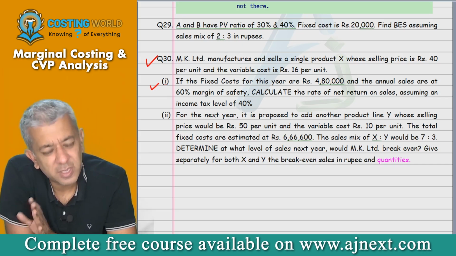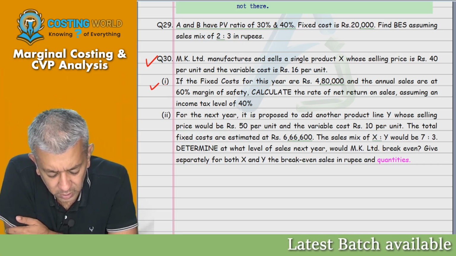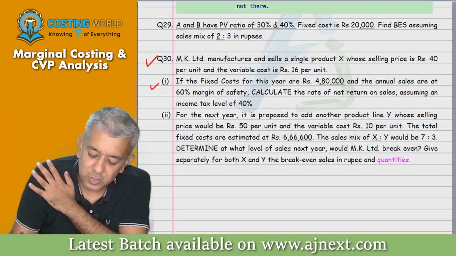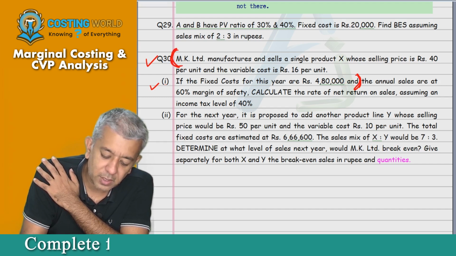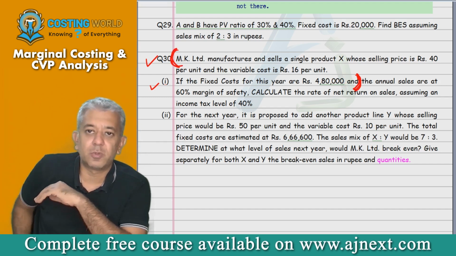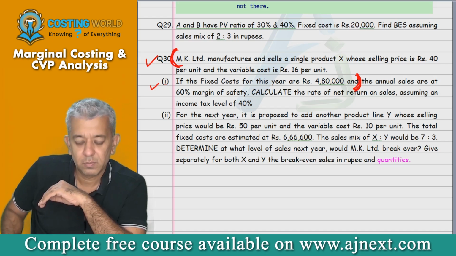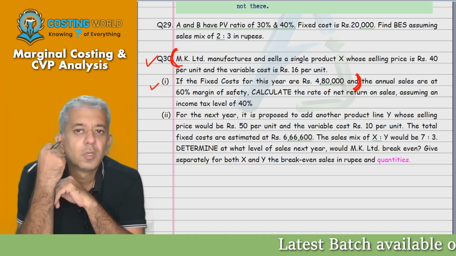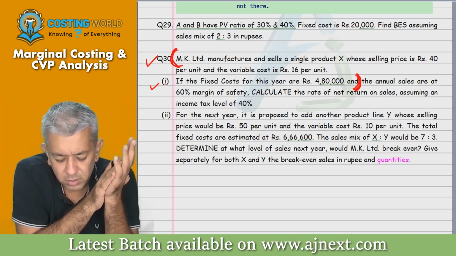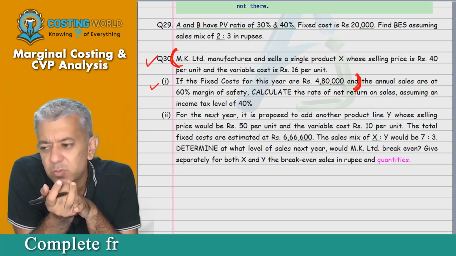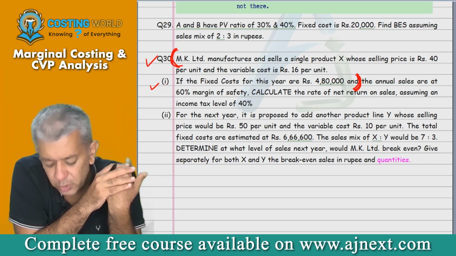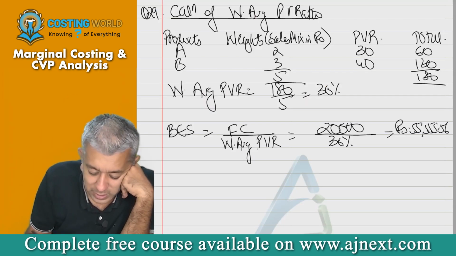Let's do part first, then we'll come back to part 2. Now, just do one thing for me. If I give you only this much data from here till here, tell me what you can compute. You will be able to find out the break-even point. Let me get the break-even point, in this case in units. Let me start by doing that.